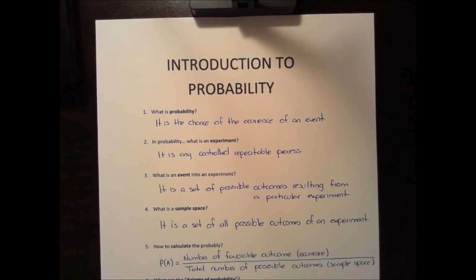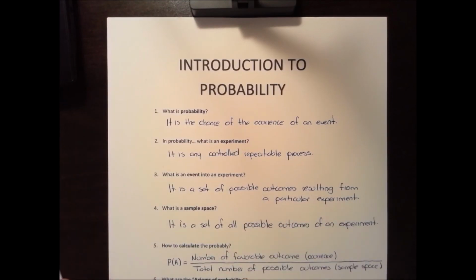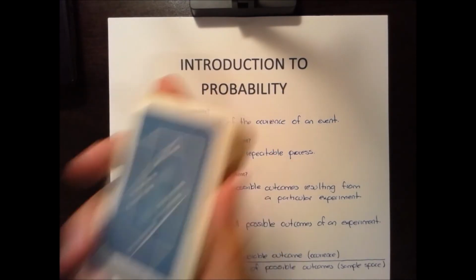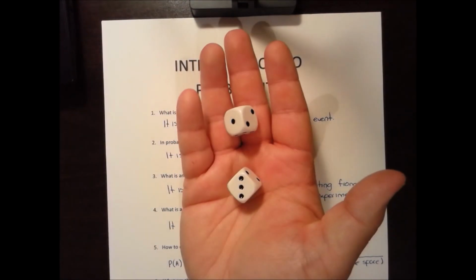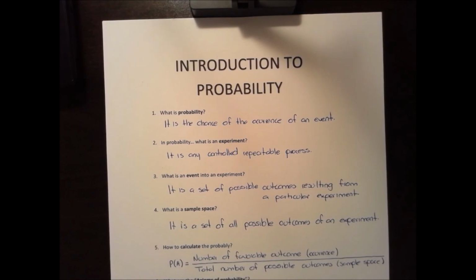Question number 2. In probability, what is an experiment? An experiment is any controlled repeatable process. For example, in the example number 1, we have an experiment: throw 2 dice. And in the example number 2, the experiment was to take or select random 3 cards of a package of cards. Okay, so any controlled and repeatable process is an experiment. Why controlled? Well, because we have exactly the same thing that we are going to repeat. It's controlled because we have only 2 dice over here, and it's controlled because I'm going to take only 3 cards over here. It's repeatable because in the example of the dice, we made the same thing 25 times, and in the example of the cards, we made the same thing 10 times. So that's why the definition is any controlled repeatable process.